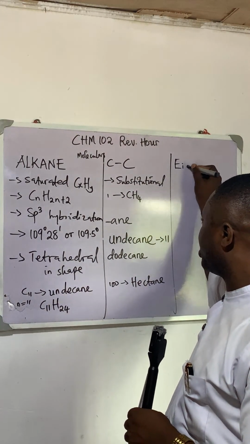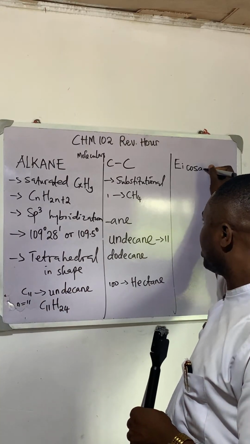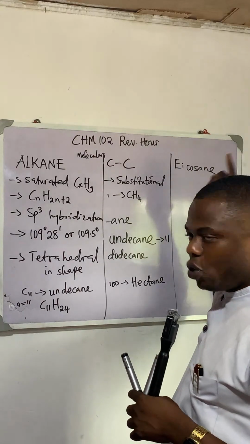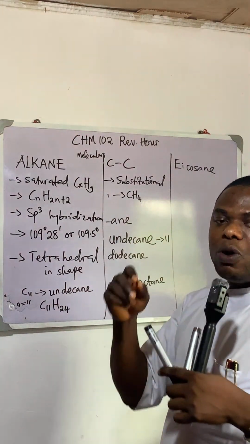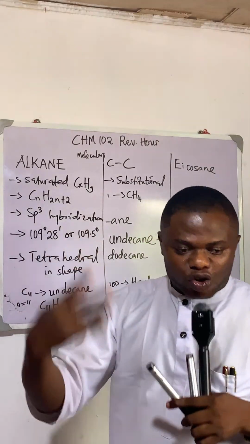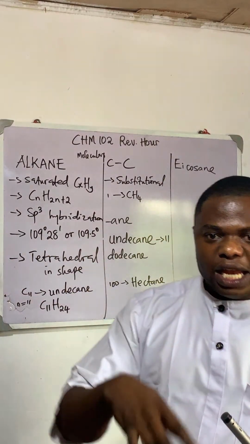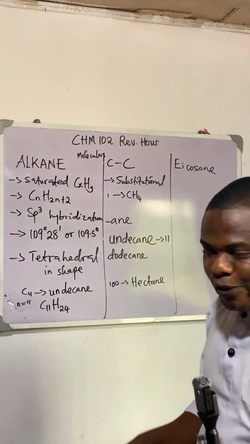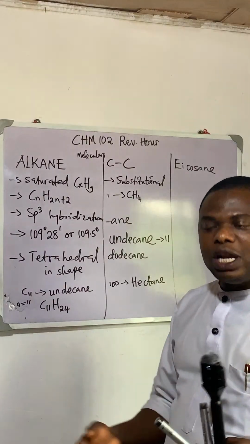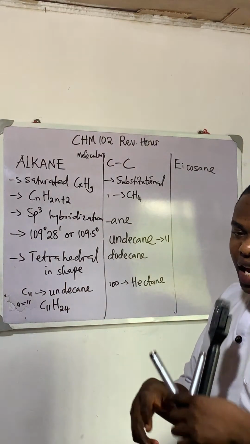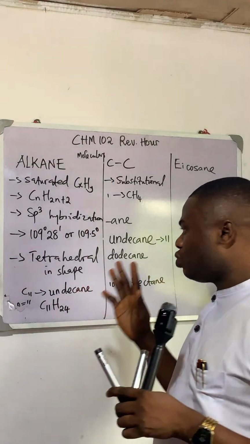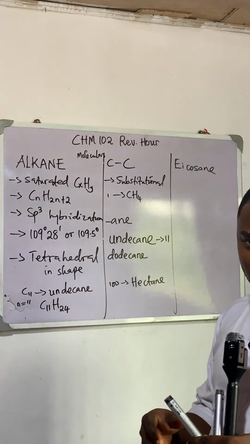Look at this, eicosane. That is an alkane with 20 carbon atoms. Then 21 is heneicosane, docosane 22, tricosane 23, tetracosane 24, in that order. Reaching 29 is what? Nonacosane. Why 30 is what? Triacontane. It's very easy to peruse through all this.